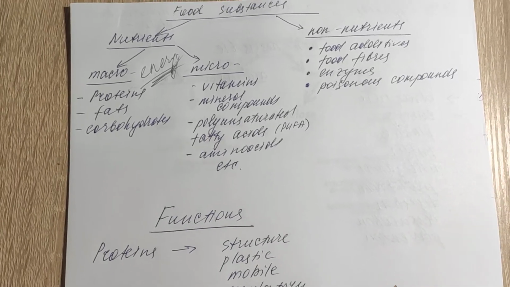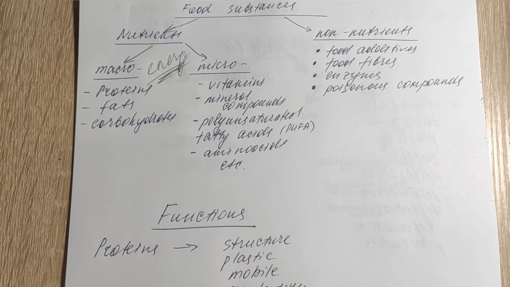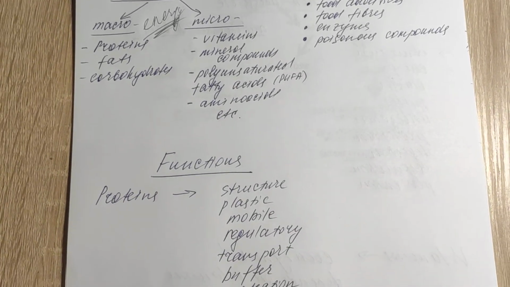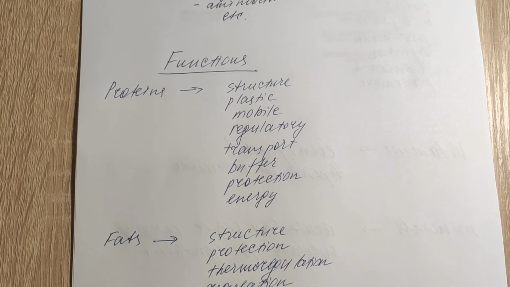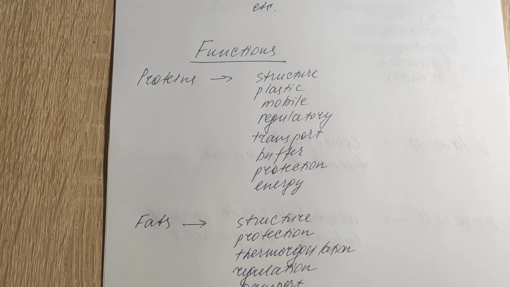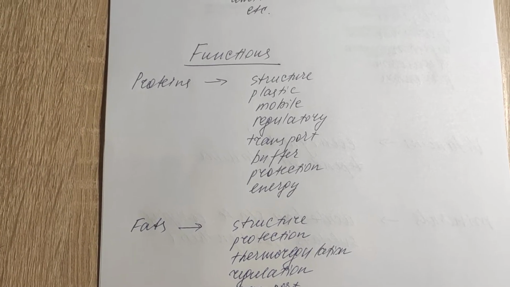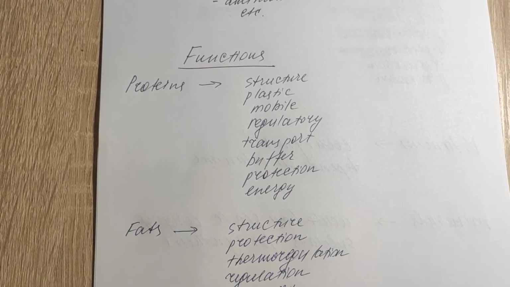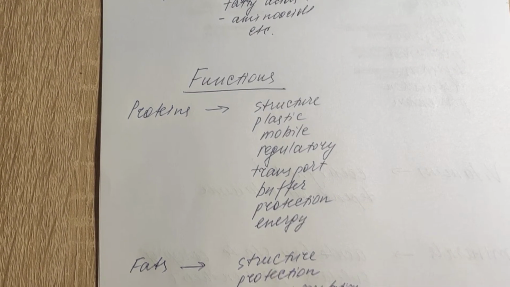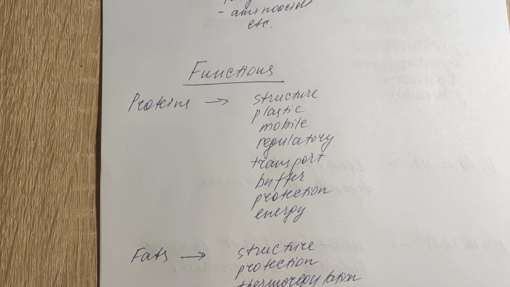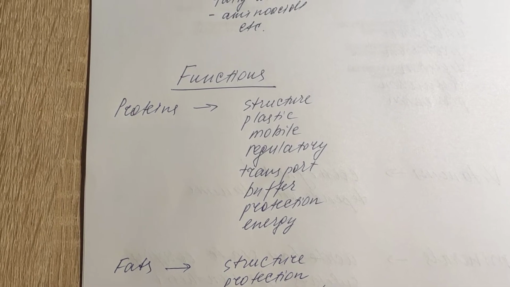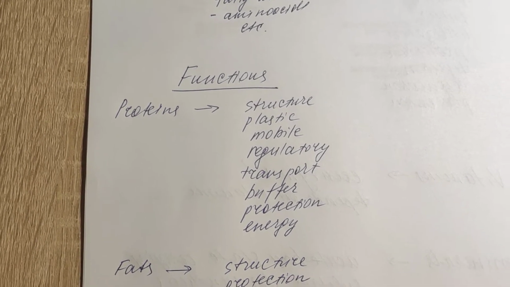I hope you remember the functions of food substances for nutrients from biochemistry, and I will not stop too much time on this, but I will just remind you of their names. All the nutrients have common functions like structure, plastic, energy, but each of them has a specific function. For example, for proteins: mobile function, regulatory function, transport function, buffer function, protection. All these functions form from the plastic function, because protection, it's immunity.